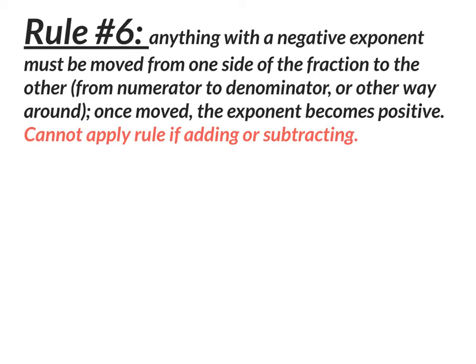Rule 6. Anything with a negative exponent must be moved from one side of the fraction to the other, from the numerator to the denominator or from the denominator to the numerator. In other words, from the bottom to the top or the top to the bottom. So wherever you have a negative exponent, you have to move it to the other side, and after you move it, the exponent becomes positive.